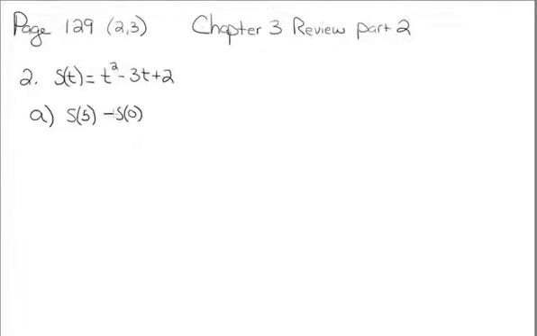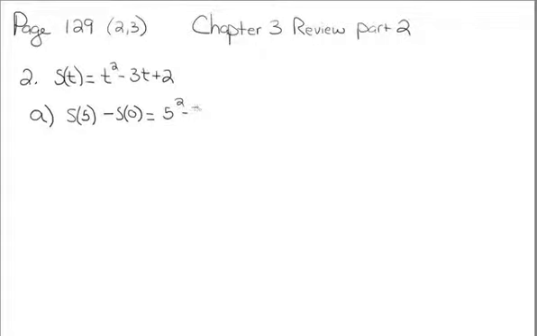Please don't confuse this with the question, where am I at time 5? That would just be s of 5. We cannot assume we started at position 0 when we're at time 0. So mistakes that kids will make on this problem is they'll just find s of 5 and they'll forget to subtract.